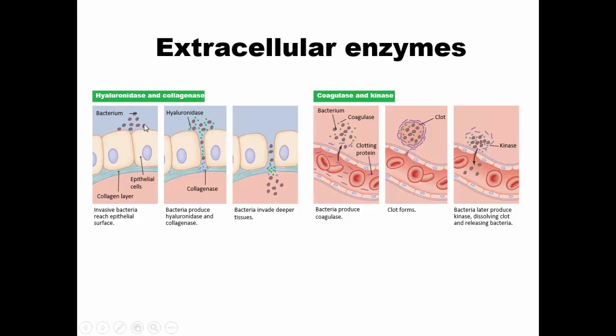And here you see some examples of how these extracellular enzymes work. The bacteria secrete hyaluronidase so that they can get in between the cells and invade the deeper tissues. Here the organism secreted coagulase. We clotted off the bacteria. Then the organism secretes kinase. We have more bacteria than we had before, and this allows more bacteria to enter the body.